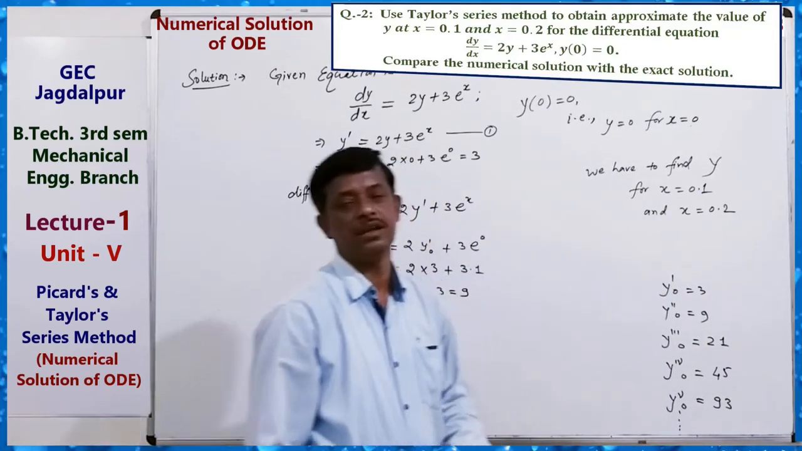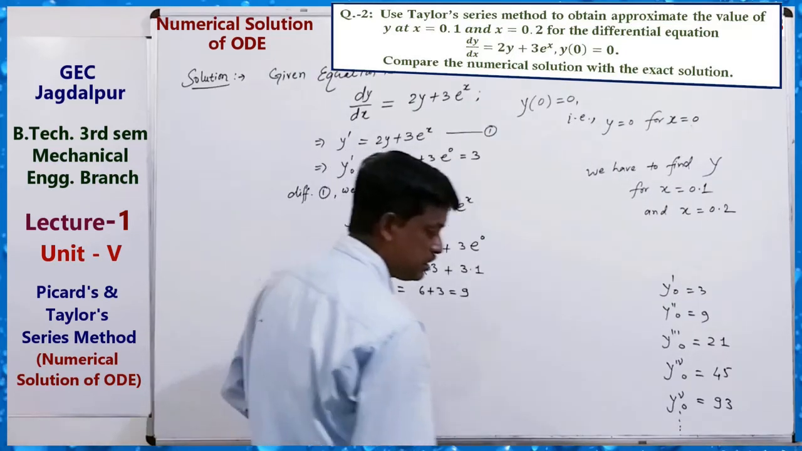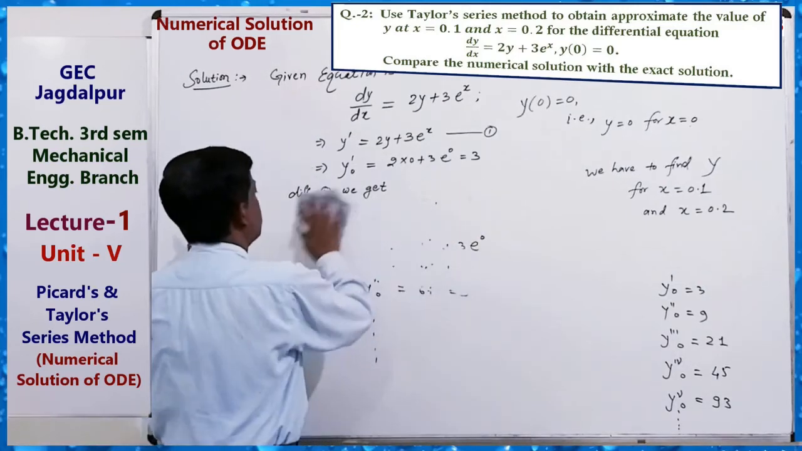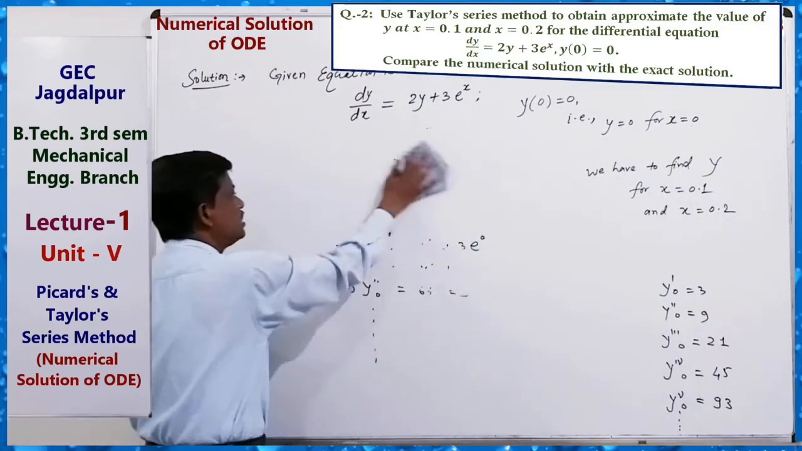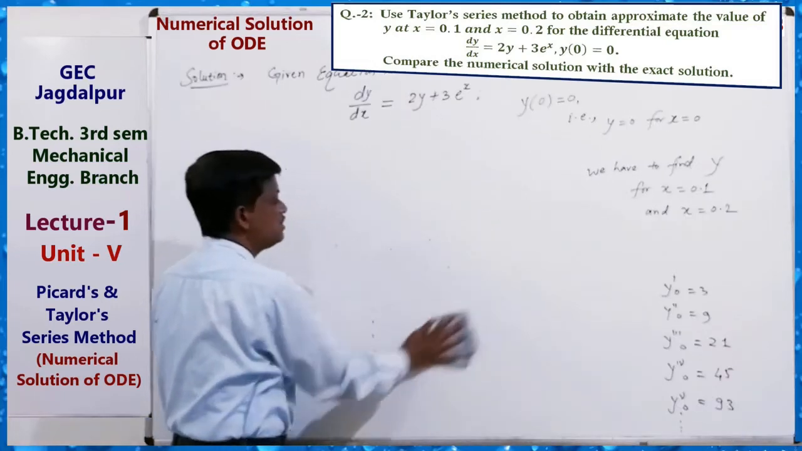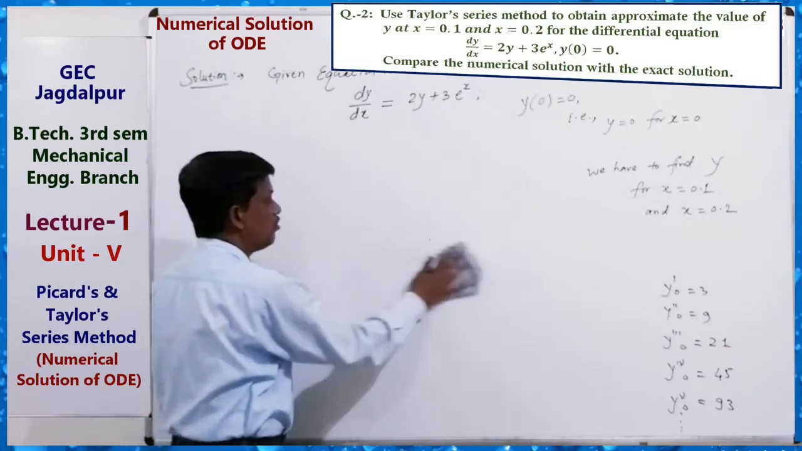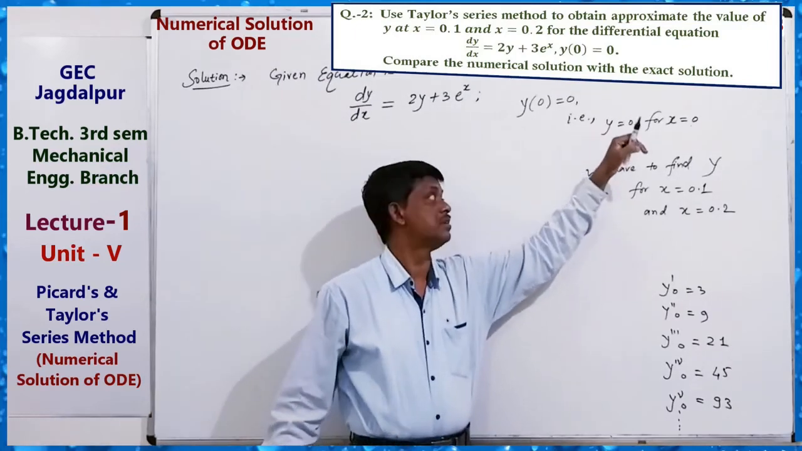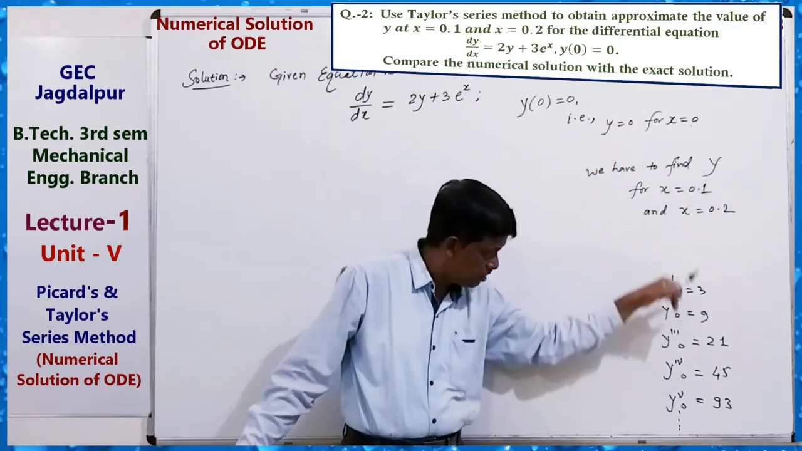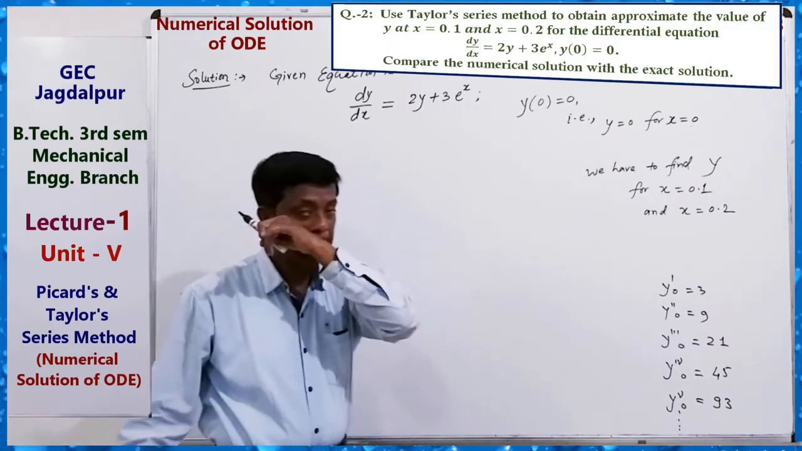Now by using Taylor series. This is the process for finding derivatives, because these successive derivatives are required for the initial value problem. At the initial value we have to get all the derivatives.